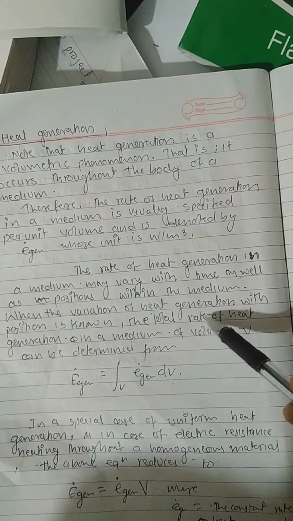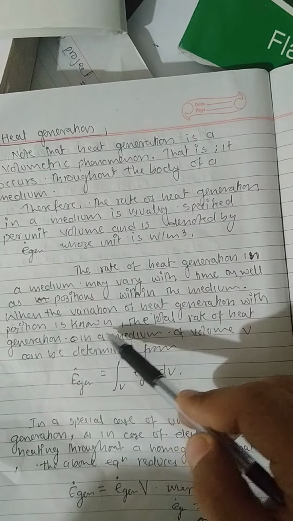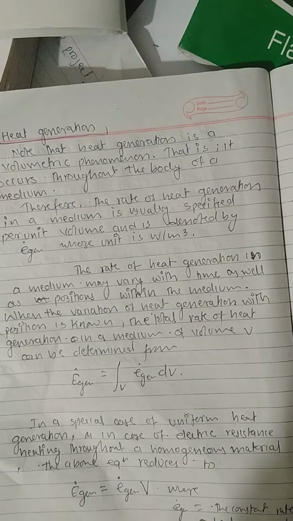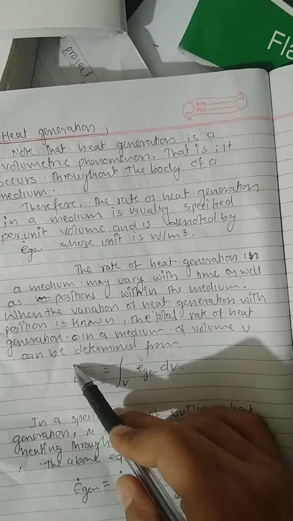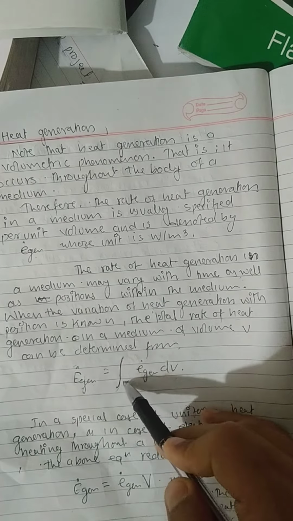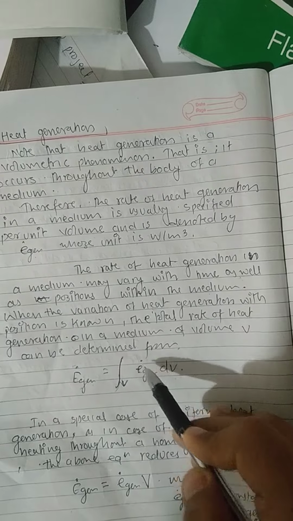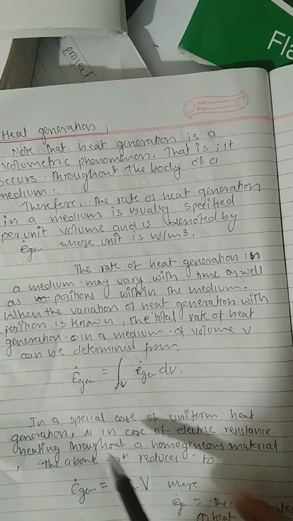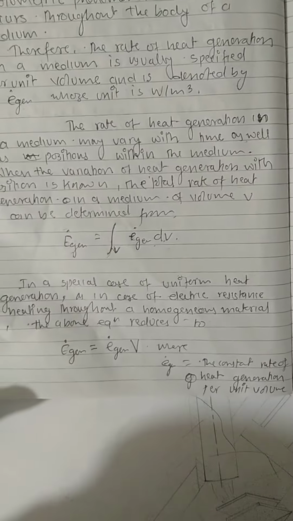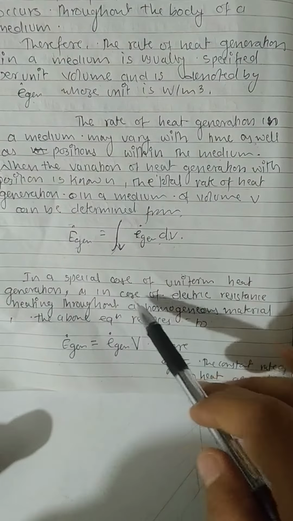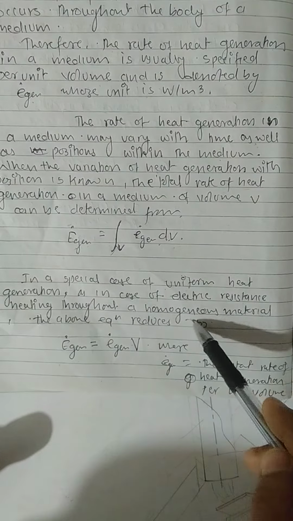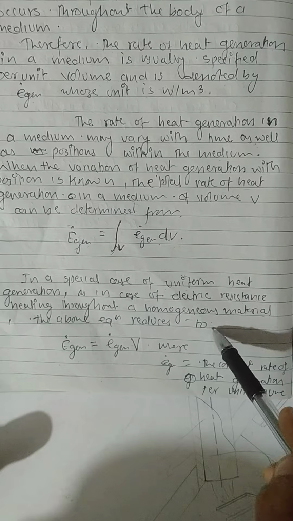When the variation of heat generation with position is known, the total rate of heat generation in a medium of volume V can be determined from E generation, the rate of heat generation, equal to the integral over that volume of the heat generation times dV, the change in volume. In a special case of uniform heat generation, as in case of electric resistance heating throughout a homogeneous material, the same equation reduces to this.